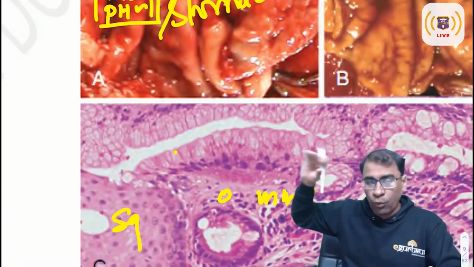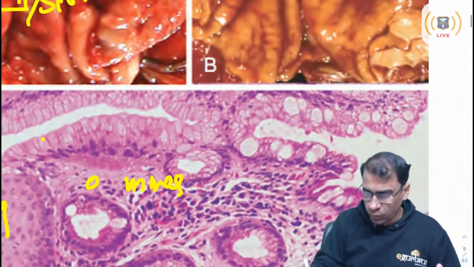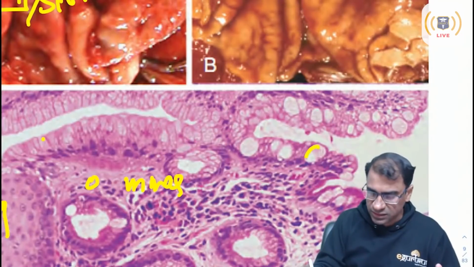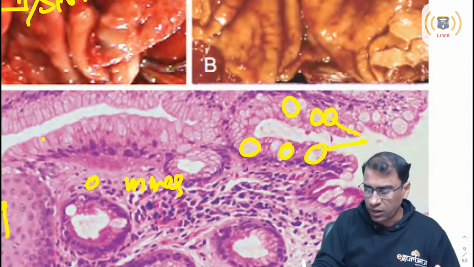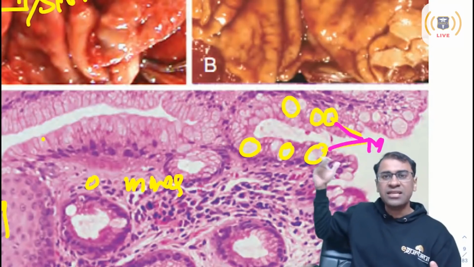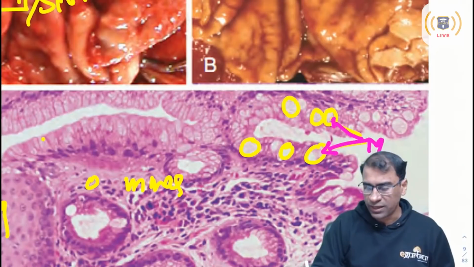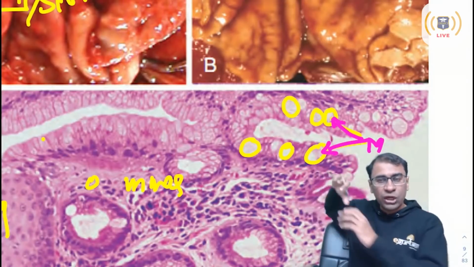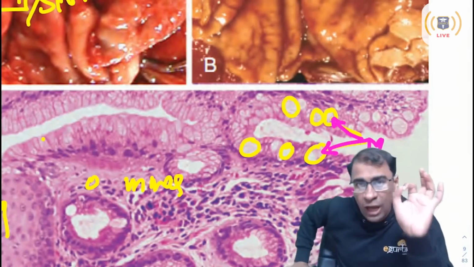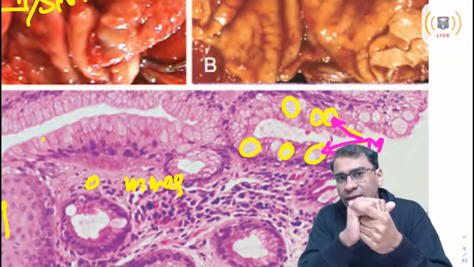Not only the columnar, one cell is very striking here, and that cell is this cell. Look at this one. What is this round thing? These all round white looking areas are the mucin. Now this mucin is released by a cell called a goblet cell. The goblet cell is releasing mucin, and a goblet cell's normal position is in the intestine.